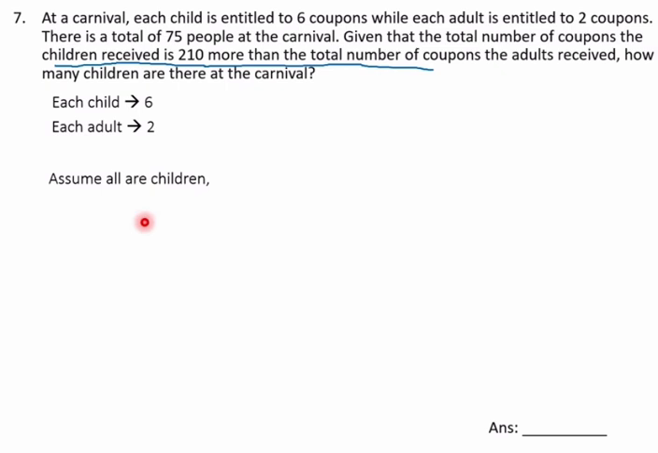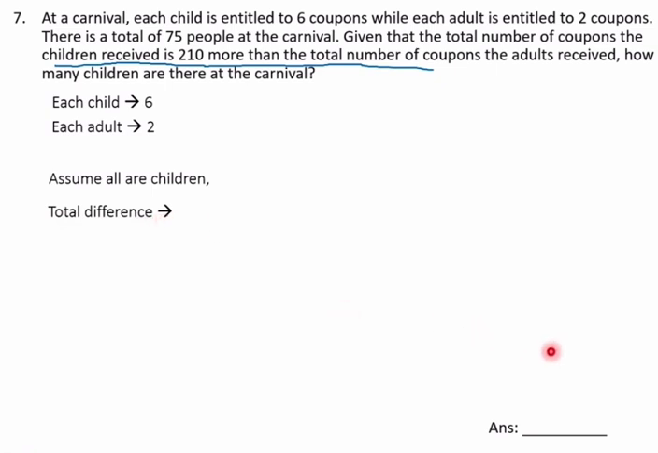Now, if I assume all are children, that means I pretend all 75 people are children, and that means there are 0 adults. So between children and adults, there will be a huge difference in the number of coupons, because 0 adults also means 0 coupons for the adults. 75 children would mean many coupons, which we need to work out. Between these 2 groups of people, there is this thing called the total difference, which we need to calculate: the total difference in coupons between those 2 groups of people.